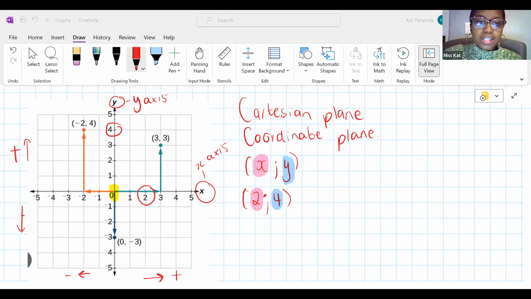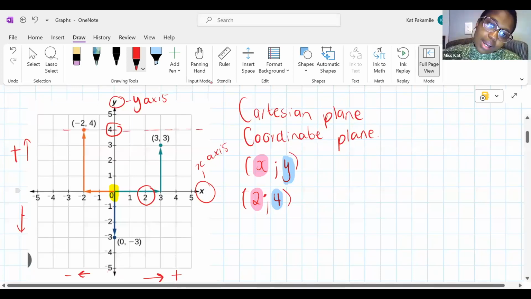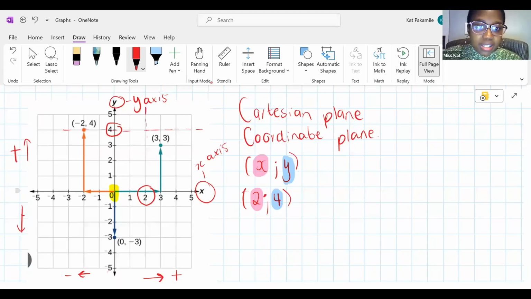Okay, you're going to plot this where they meet. So you're going to draw a line across 4, and then you're going to draw a line over 2. They meet over there, and that will be your point. I'm going to name it A. Do we see how we plot points?